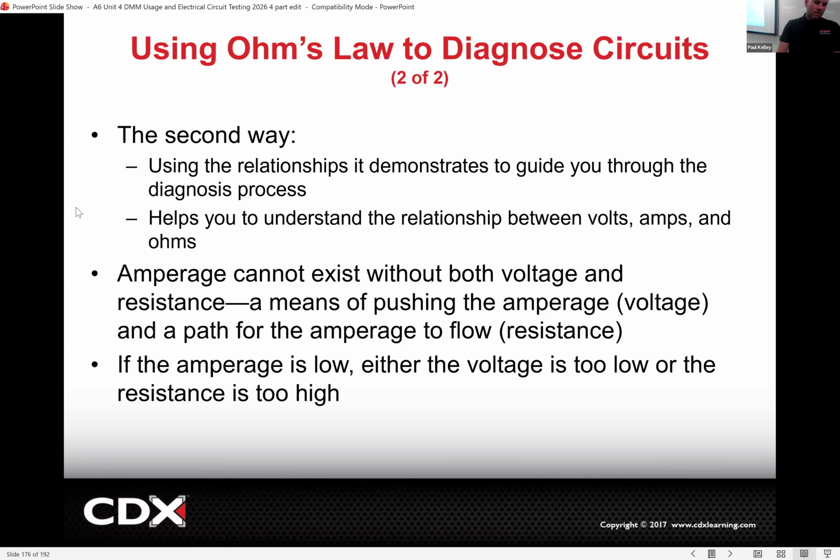And then understand, you know this relationship. Amperage can't exist without both voltage and resistance. So resistance is kind of a weird way to put it.